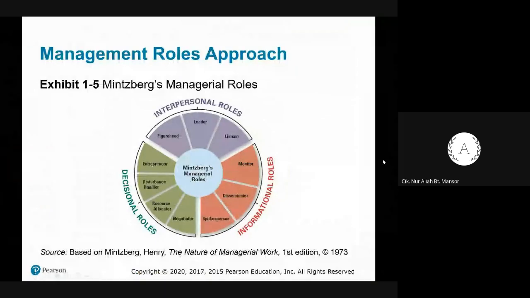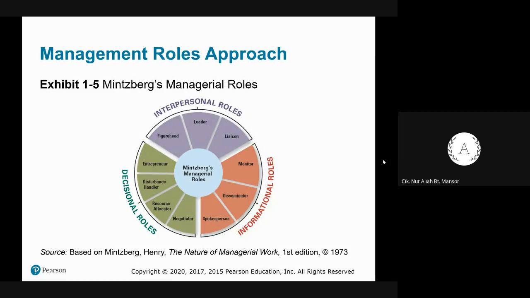Okay. So this is 10 role, 10 watak manager yang Miss Bird kata. Kan 10 managerial roles. Saya sebut, tak tahu lah you faham ke tak kan. Watak lah, roles. Okay. So 10, figurehead, leader, liaison, monitor, disseminator, spokesperson. And then kita ada decision, entrepreneur. Okay. And then entrepreneur adalah orang yang mencari peluang kan. Kita kan selalu tahu kan, entrepreneur is people who always find opportunity.